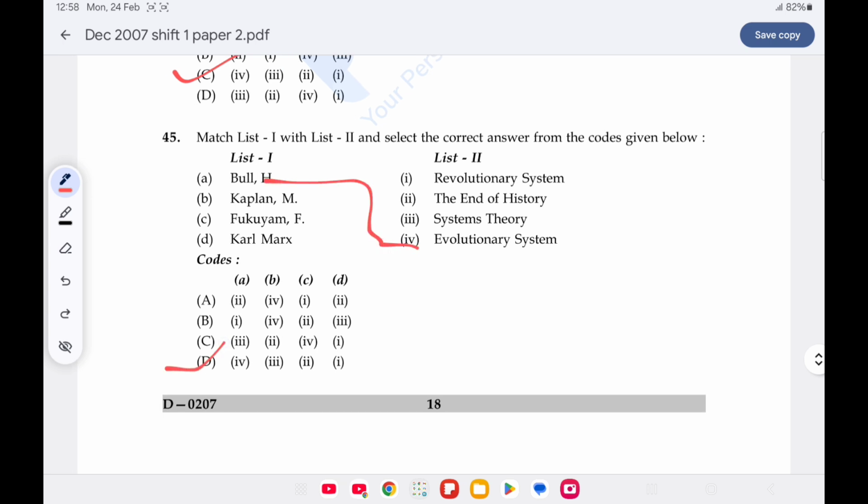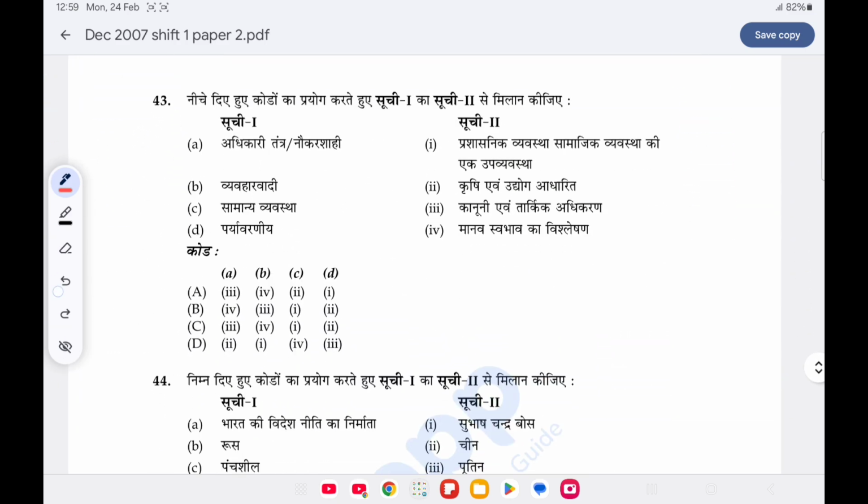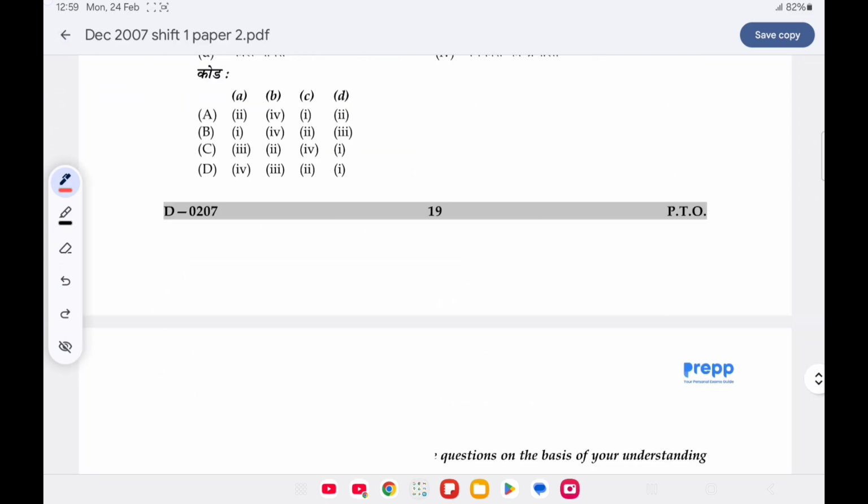Hedley Bull, Evolutionary System. Morton Kaplan, System Theory. Francis Fukuyama, The End of History. And Karl Marx, Revolutionary System. Now next, questions 46 to 50 are based on the paragraph.